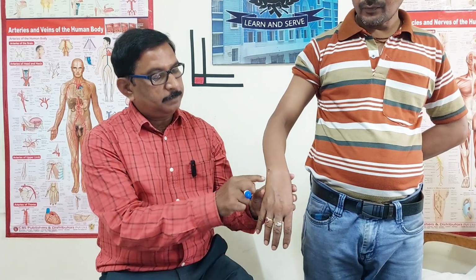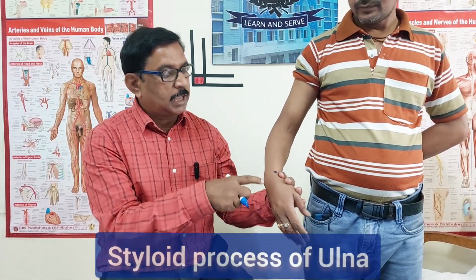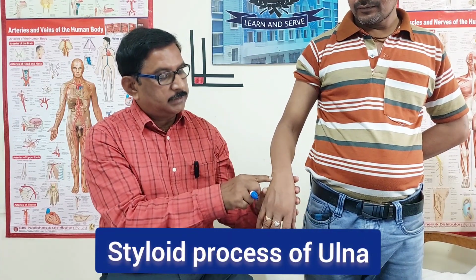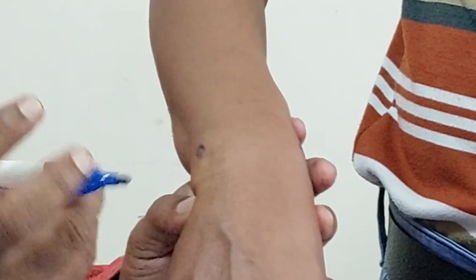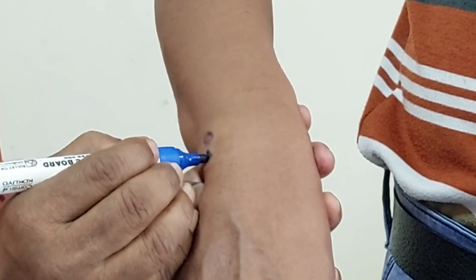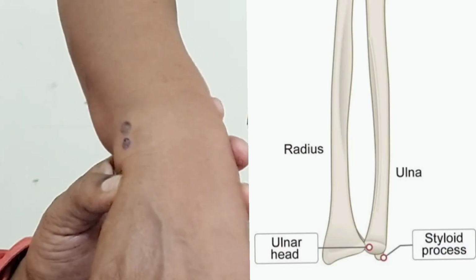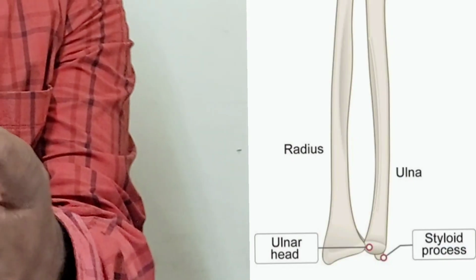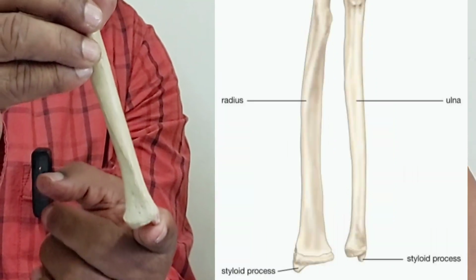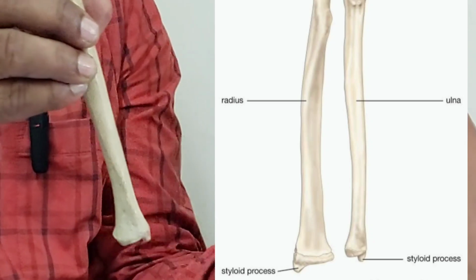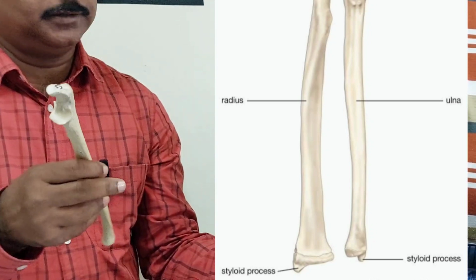So next point is the styloid process of the ulna. This is the styloid process of the radius and the styloid process of the ulna here. I have to flex the wrist, the forearm is pronated, and I will follow the medial border. Here, the point below the head of the ulna is the ulnar styloid process. That means in the bone, this is the ulnar styloid process. This process is about 1.25 centimeter above the level of the radial styloid process on the lateral side.